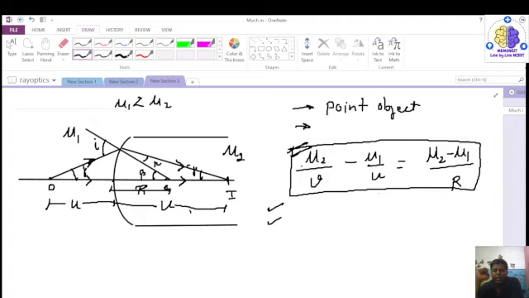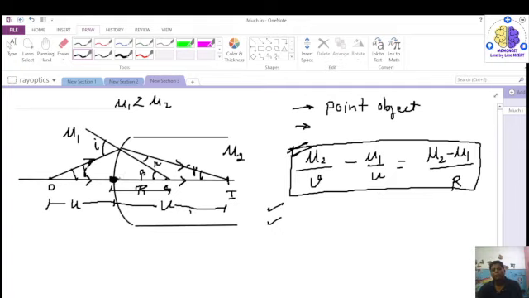Then, while you will be putting the value of radius of curvature, you will be following the sign convention. Sign convention will be the same as I told you in the case of the mirror. All the distances will be measured from the optical center of the curved surface. What is optical center? That is the geometrical center of the curved surface. This point will be the point from where the measurements are to be taken, right?